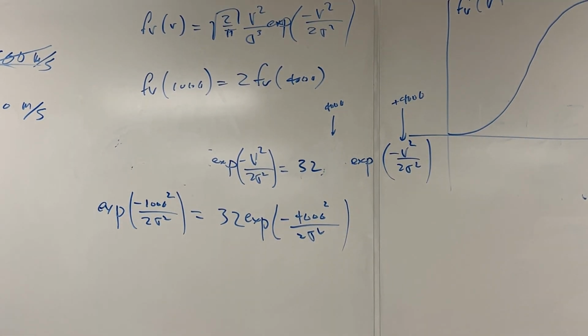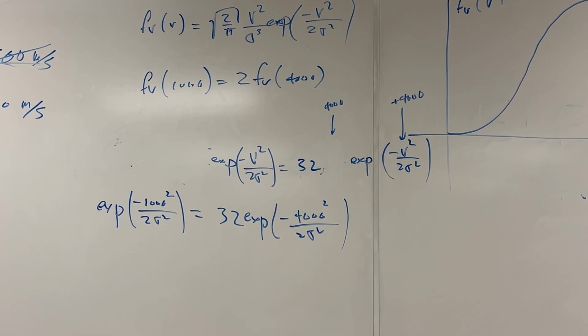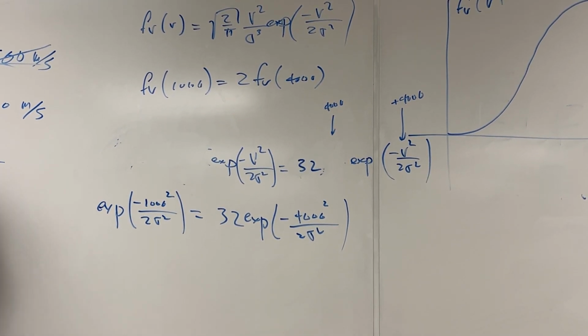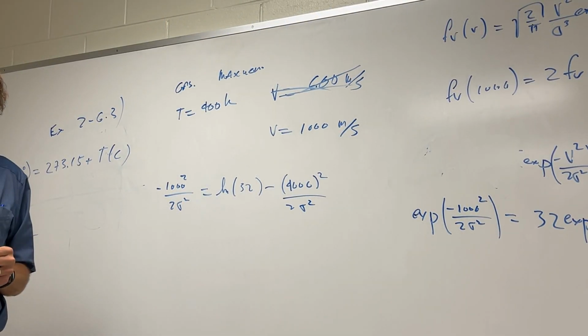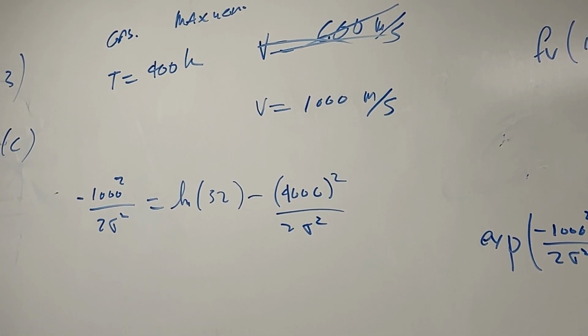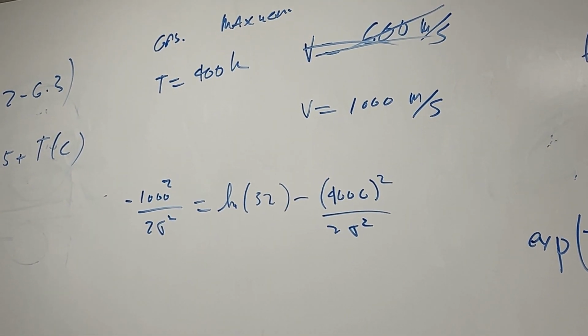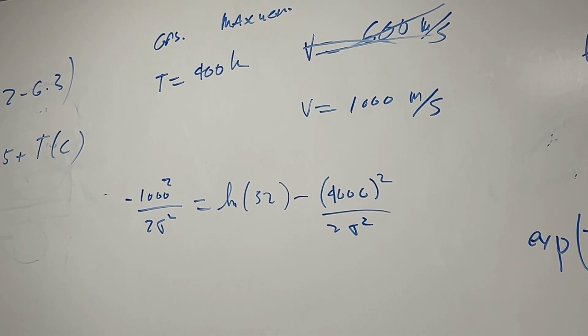If I take the natural log of both sides, I'm going to get minus 1,000 squared over 2 sigma squared on this side, equal to the natural log of 32, and then it's going to be minus 4,000 squared over 2 sigma squared. Do y'all agree with this, class? Just take a look. If you take the natural log of an exponential e to something, you just get the something. I don't want to go too fast, but can you all follow what I'm thinking?